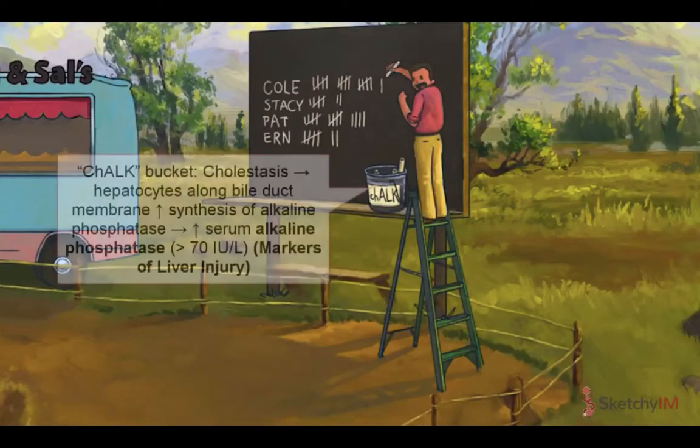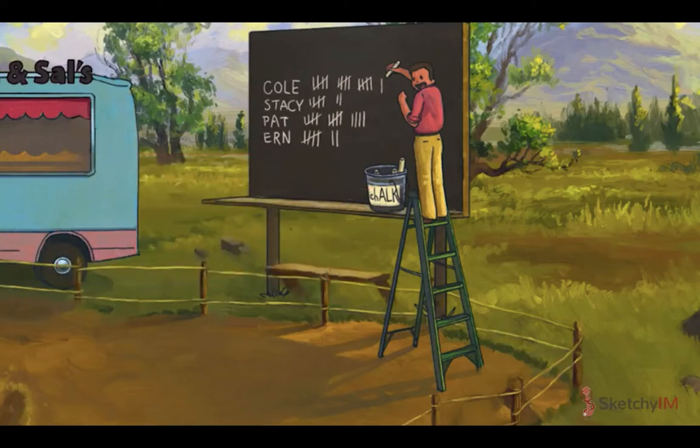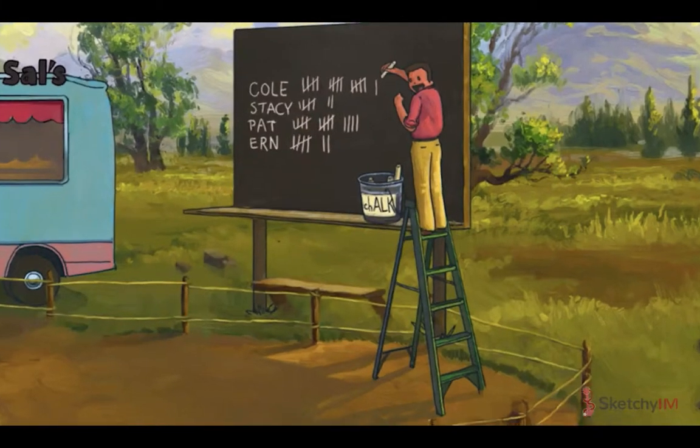Alkaline phosphatase, represented by this chalk bucket and chalkboard, is another important marker of liver injury. This enzyme is found in hepatocytes along the bile duct membrane. In particular, it becomes elevated in response to bile duct stasis, aka cholestasis. Alk phos is also present in high concentrations in tissues outside the liver, particularly bone. As a result, an elevated serum alk phos can also be a consequence of bone disease.